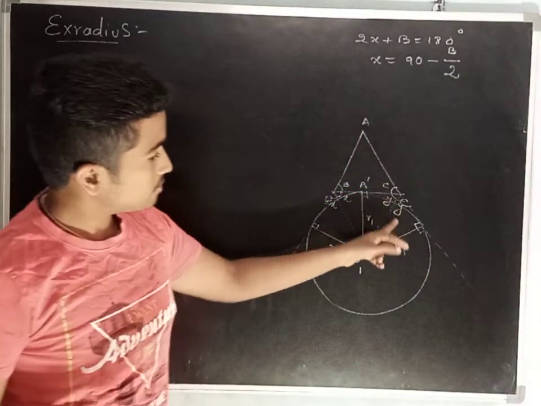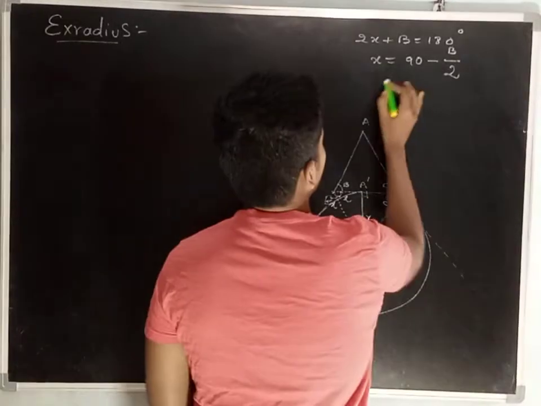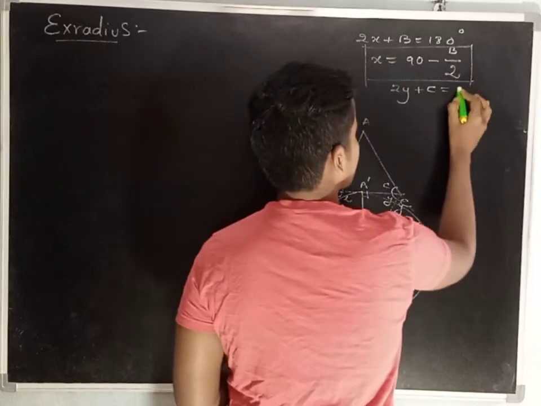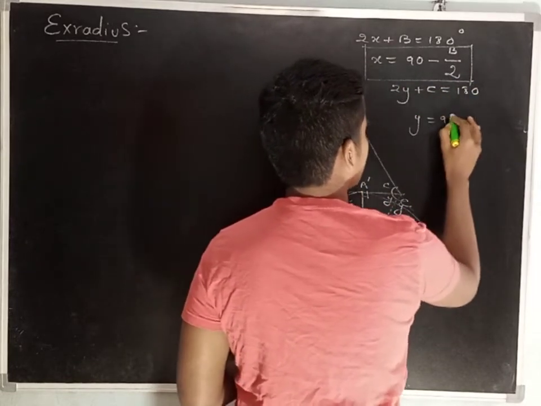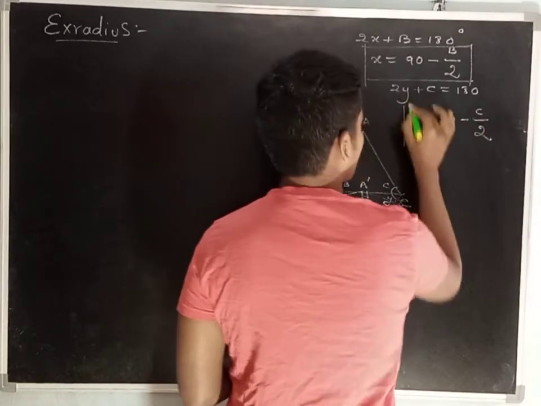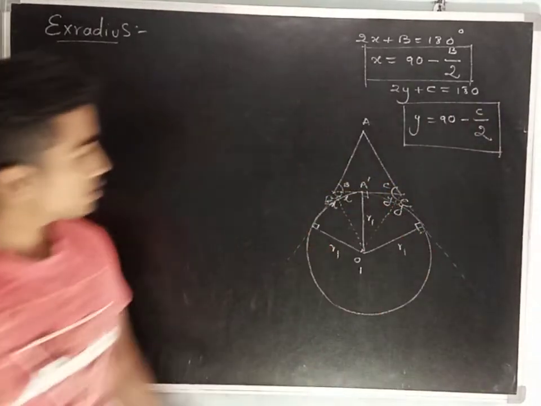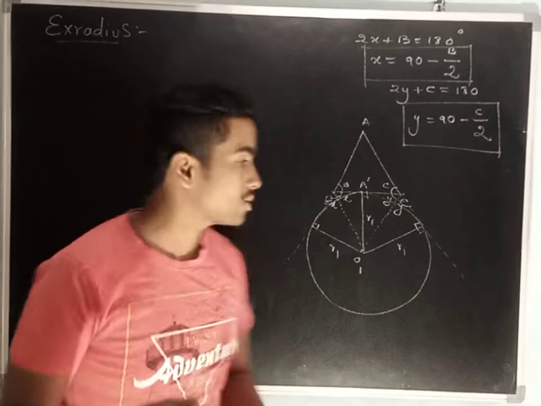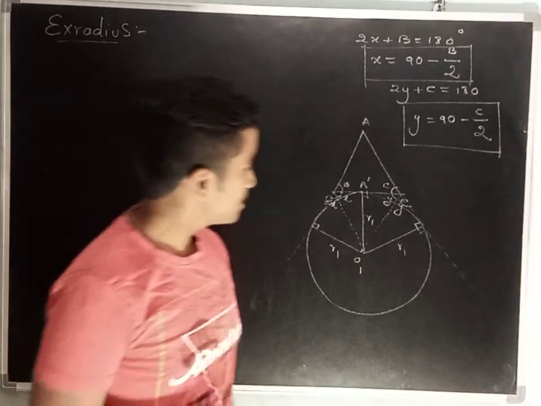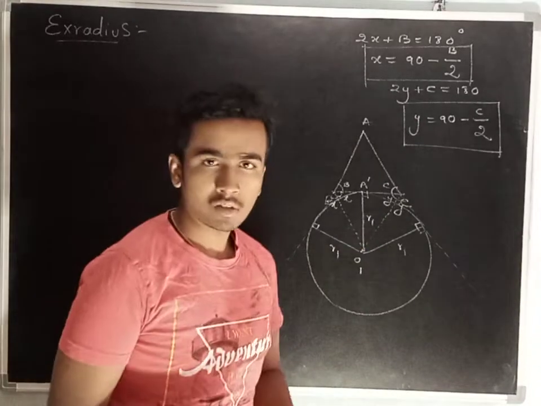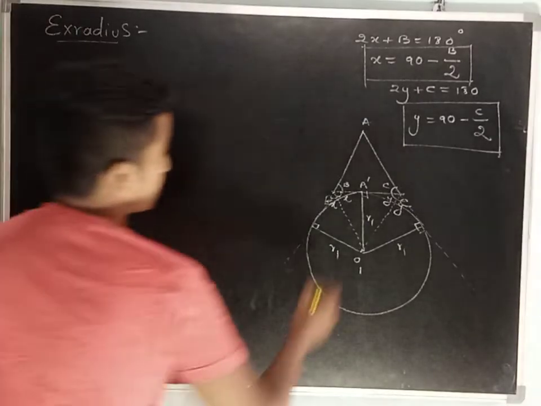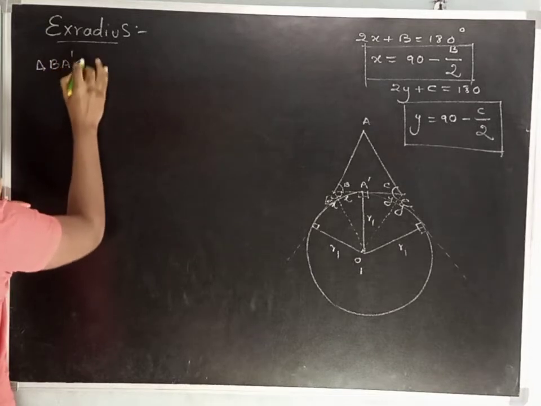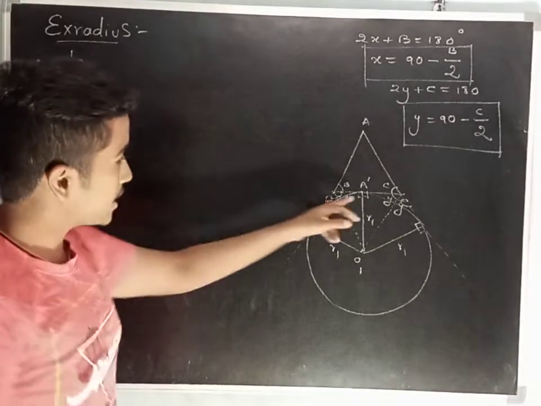Similarly, y plus C is nothing but 180. 2y plus C, here it is the value of y. 2y plus C is equal to 180. y is equal to 90 minus C by 2. Here these two angles are 90 minus B by 2 and 90 minus C by 2. Similarly, this angle can be said as B plus C by 2. Let me consider triangle B A dash O1, which is right angled at A dash.